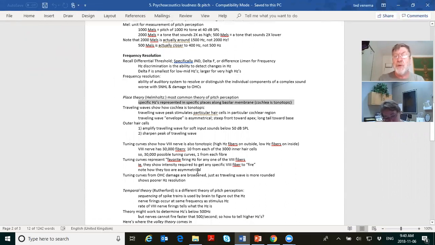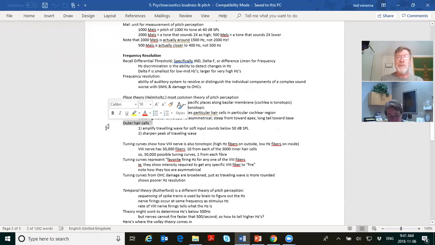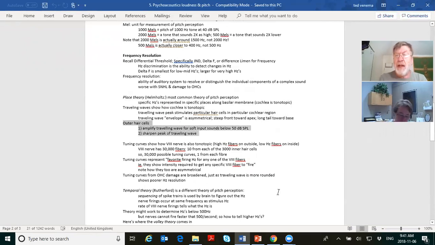The cochlea is tonotopic. And traveling waves, I'm highlighting here, show how the cochlea is tonotopic. Here, the traveling wave peak stimulates particular hair cells in a particular cochlear region. The traveling wave envelope here, I'm highlighting, is asymmetrical, like a kite. Outer hair cells, there you go. Put a star by that. They amplify the traveling wave, especially for soft inputs, and they sharpen the peak of the traveling wave.